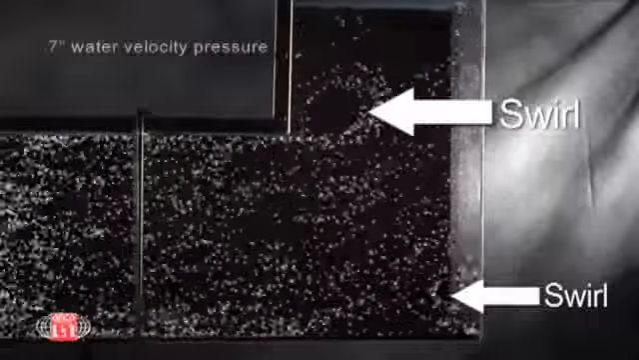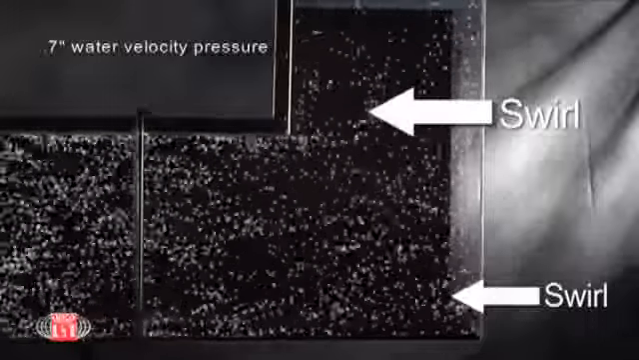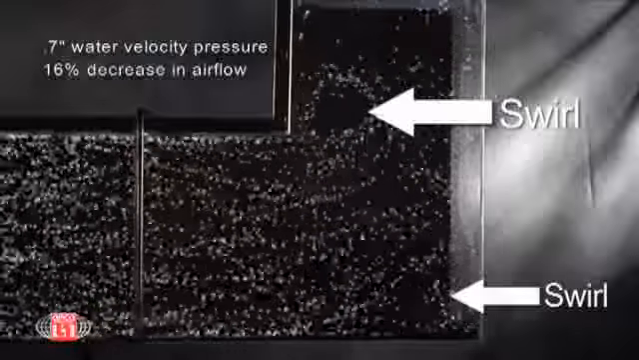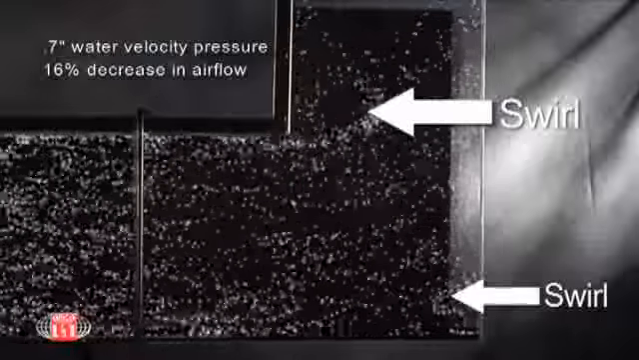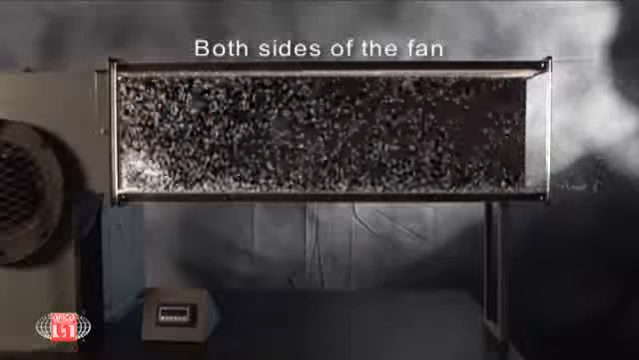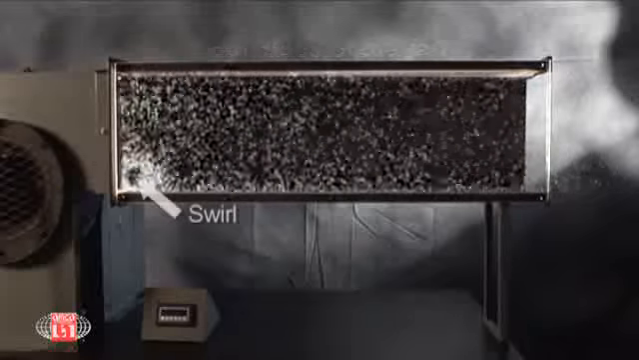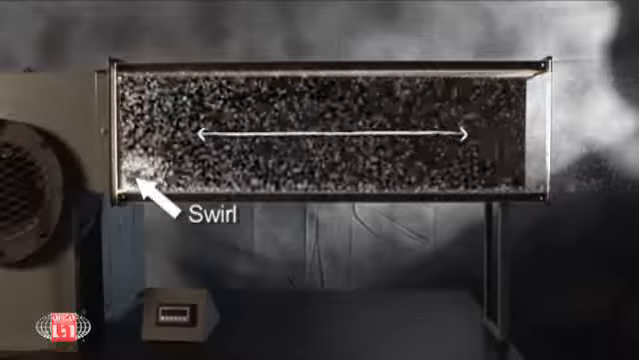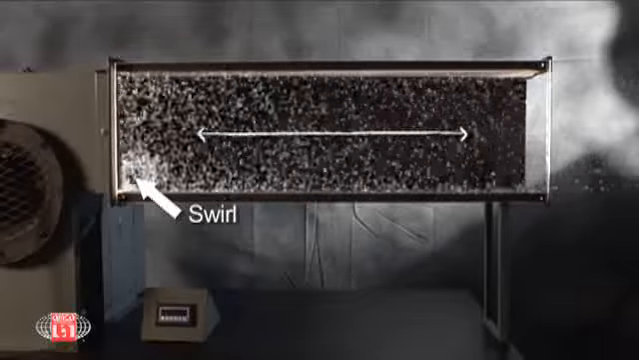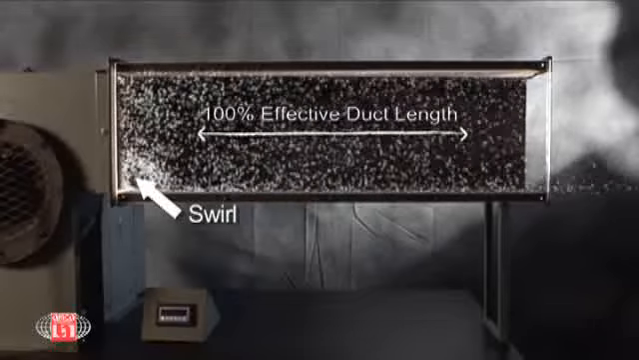However, if we change the direction of the elbow to opposite that of the fan's rotation, we reduce it even more to 0.7 of an inch of water velocity pressure, which is a 16% decrease in airflow. So major ducting inefficiencies can occur on both sides of the fan. One must also remember that a major additional factor is the length of the ductwork itself. You should always strive to achieve 100% effective duct length.